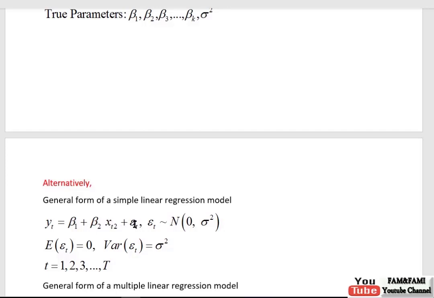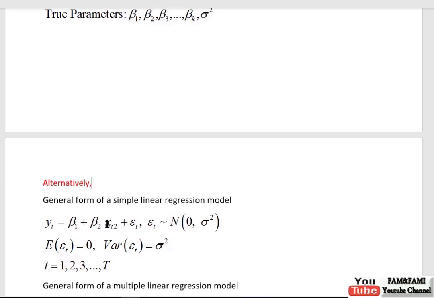And epsilon t is an error term. Again, this epsilon t is normally distributed with mean 0 and variance sigma square. This 0 is the expected value of epsilon t, and this is the variance of epsilon t. And then we need to define the range of t. So t ranges from 1 to big T, where big T is used to denote the total number of observations.